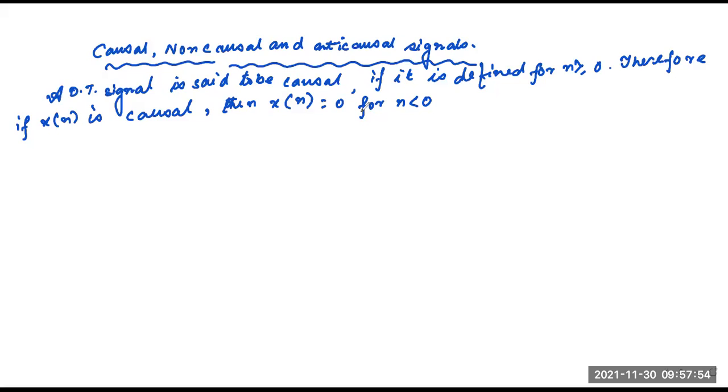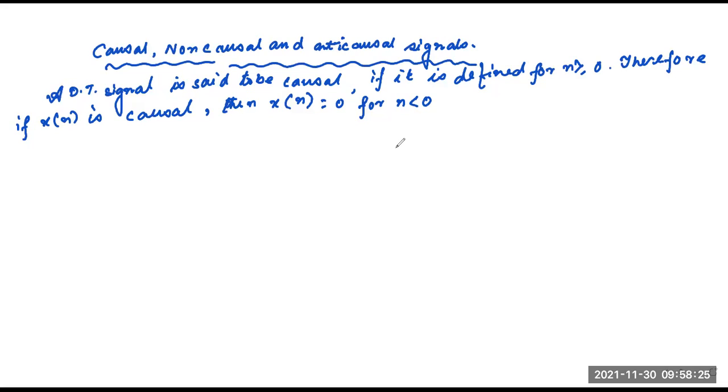Causal signals are those with n greater than or equal to 0. So at that time, for causal, x of n equals 0 for n less than 0. For anti-causal, what happens? For an anti-causal signal, the non-causal discrete time signal is defined only for n less than or equal to 0. That type of non-causal signal is called an anti-causal signal.